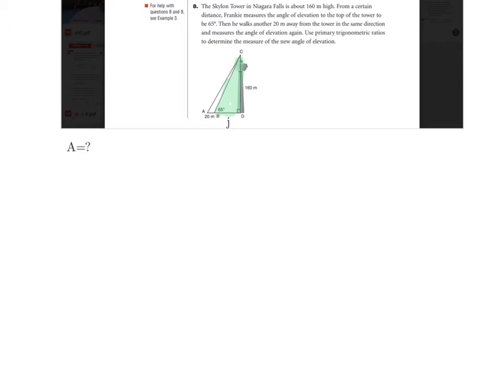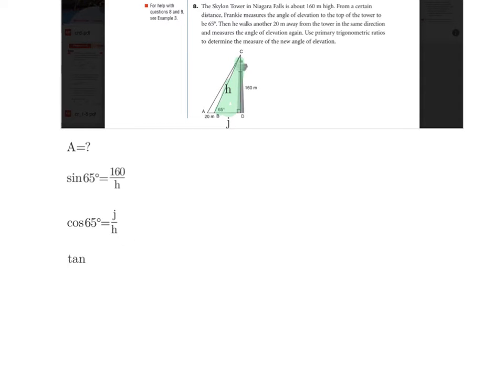Alright, so we can do sine of 65 degrees, which would be equal to 160, which is the opposite, over the hypotenuse, which we don't know. That would help us find the hypotenuse. We could also do cos of 65 degrees, which is adjacent, that's letter J here that we want, over the hypotenuse, but we don't know the hypotenuse. Ooh, that's two variables. That won't be very helpful unless we find J or the hypotenuse first.